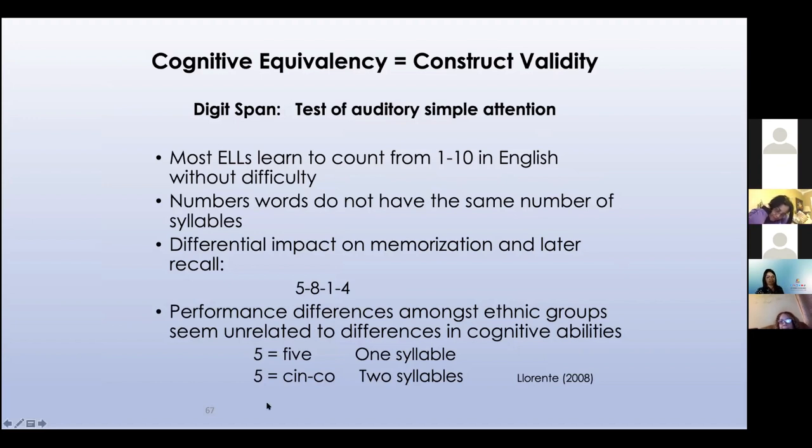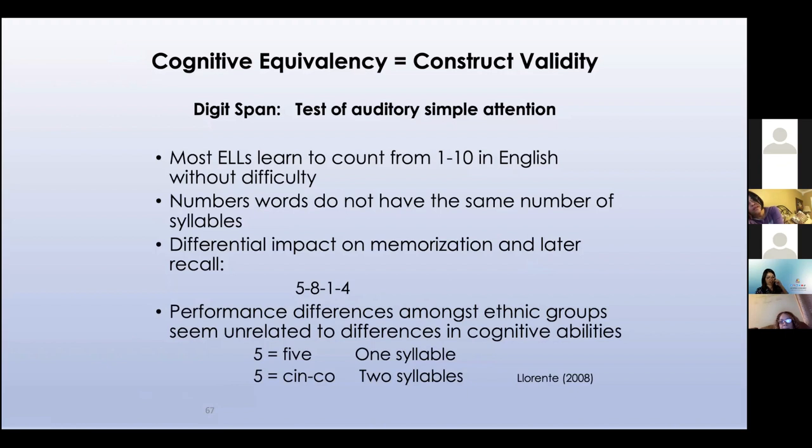But the difference, and this is a big difference, is the differential impact on memorization and later recall. Again, we're looking at the brain now, because if we think about the differences among ethnic groups and their differences in cognitive abilities, the syllables for 5 are different than in Spanish. 5 is one syllable, in Spanish it has 2.